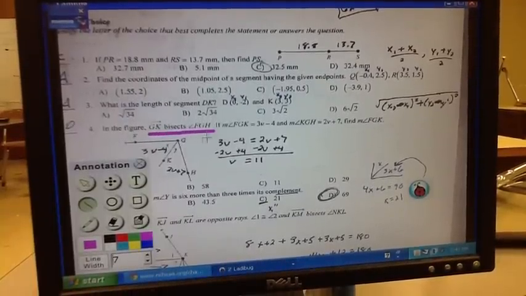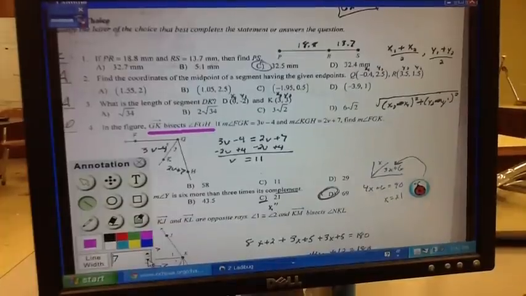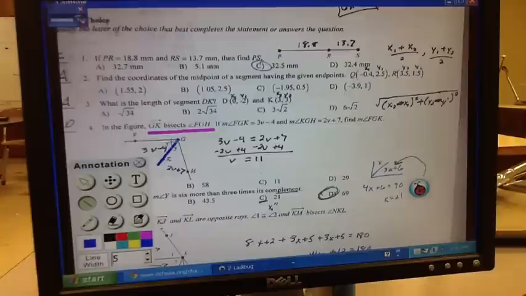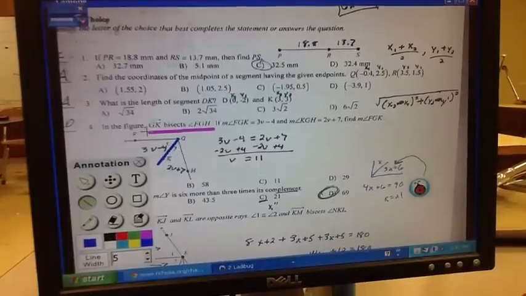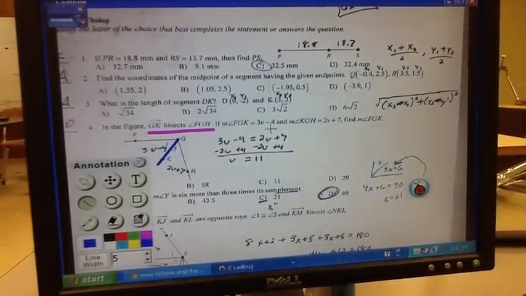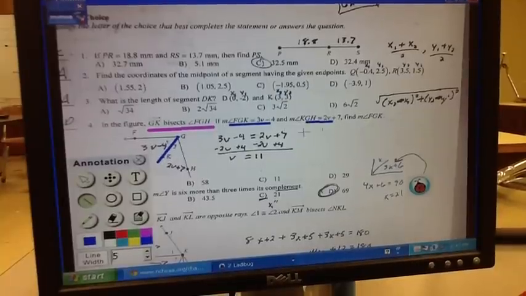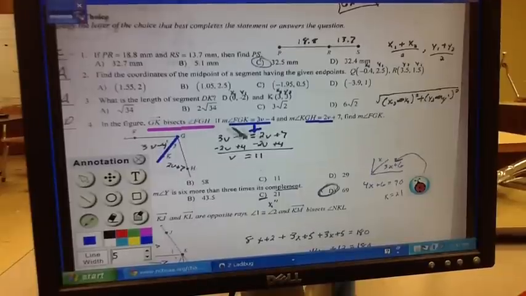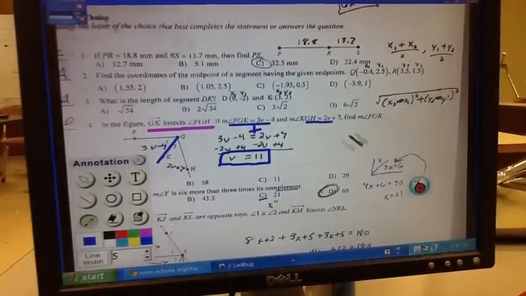GK bisects that angle, so let's see if we can make it a little smaller. This angle here, that blue line bisects those 2 angles. Remember, bisects means it cuts it in half, making these 2 equal. Okay, so I went ahead and wrote those 2 numbers in. I set them equal. After I set them equal, go through, solve for V. Okay, after I solve for V, I'm not done.